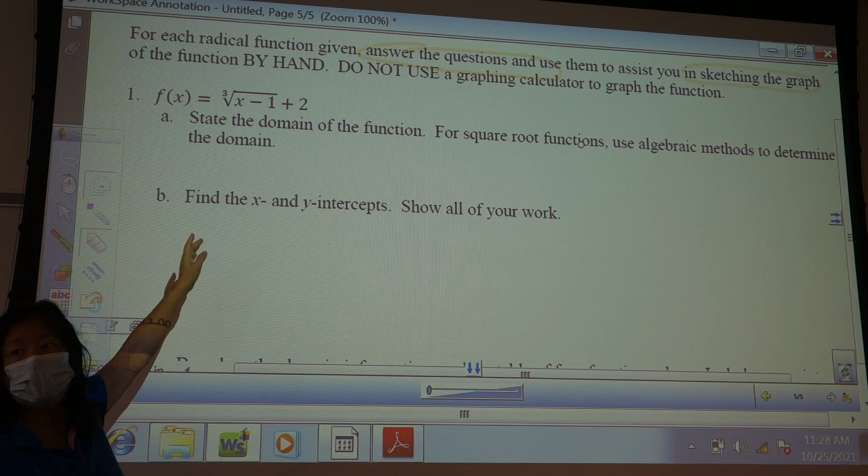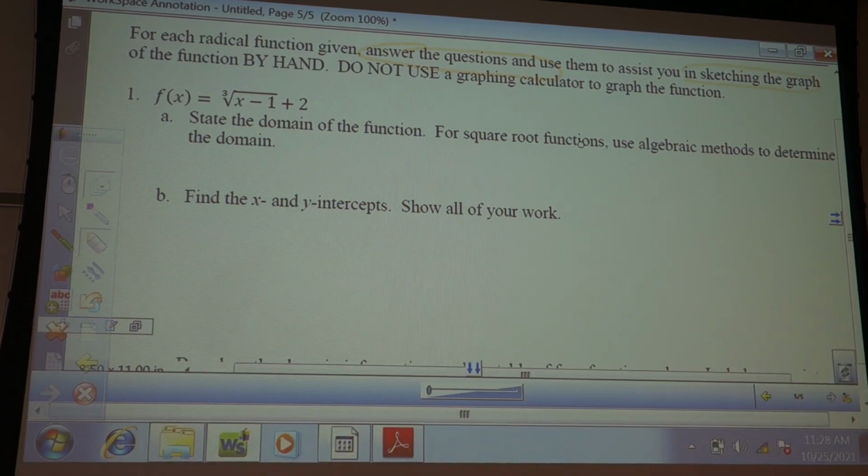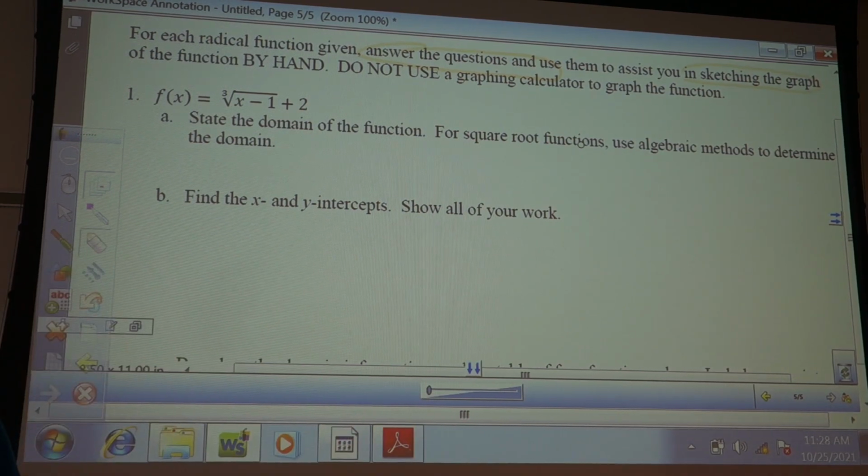No. No. That's a cube root. You can take a cube root of a negative number. Because what's the cube root of negative 8? What multiplied by itself 3 times gives me negative 8? We just did it. Negative 2. So cube root's fine.